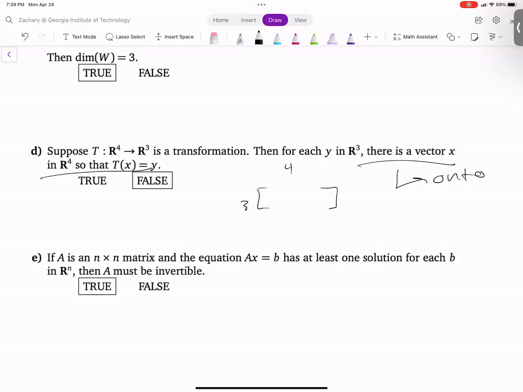Just think you always start in x and end with b, right? And so it's always Ax equals b, right? So this is where we start, this is where we end. This is my number of columns, this is my number of rows, okay? So it's always start, end. Okay, R4 to R3. Okay, that's how we know the dimension of that.